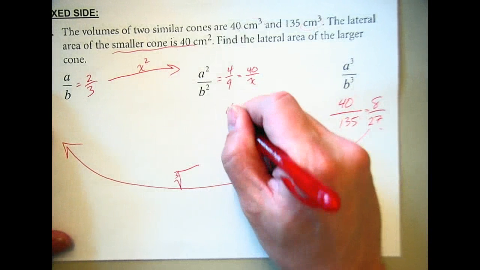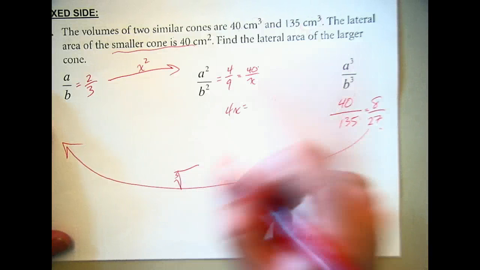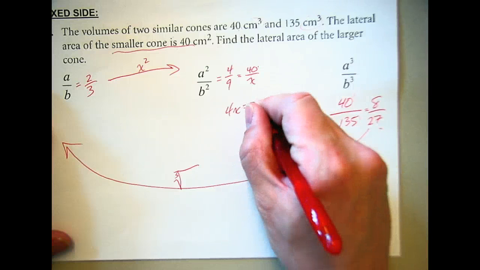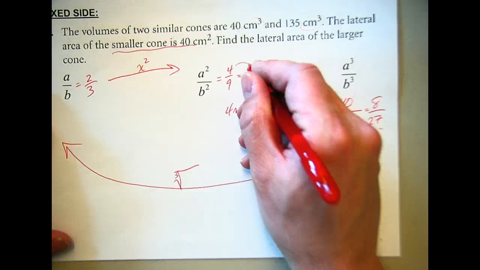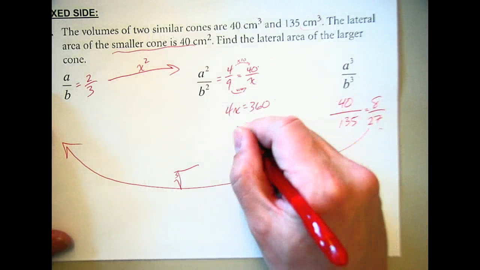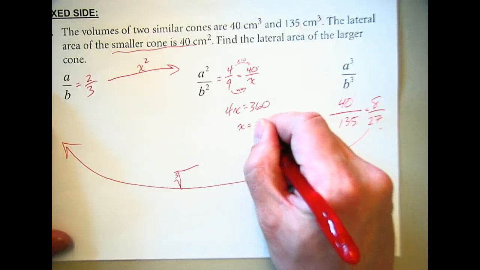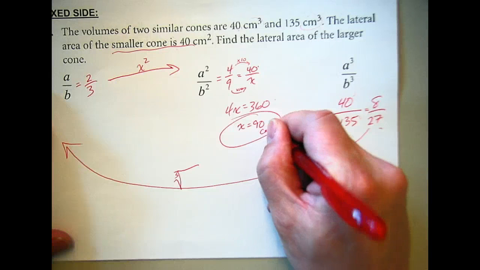Cross multiply. 4x equals 9 times 40. Well, it's also because 4 times 10 is 40, so you do 9 times 10 is 90. Good. Yeah, you could recognize that as well. Either way, you get x equals 90. Good. And then we should label it square centimeters.